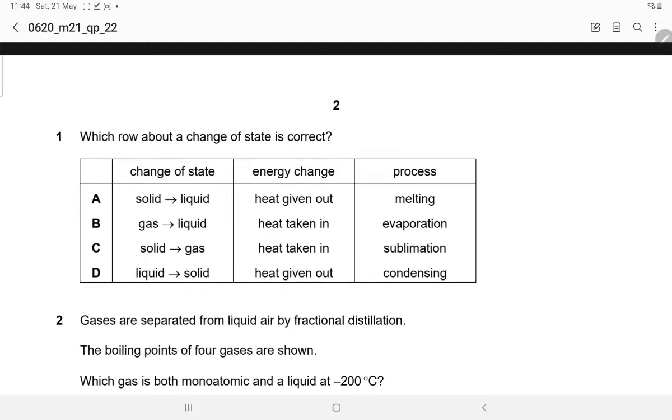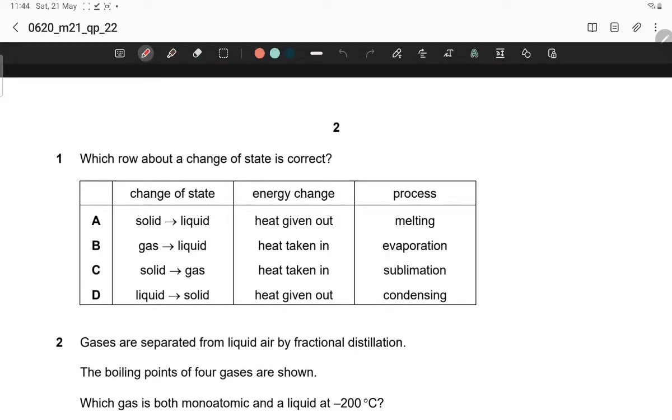Which row about a change of state is correct? Solid to liquid, heat is given out, so this is incorrect, because when solid changes into liquid, heat is taken in. So this is incorrect. Melting is correct. Gas to liquid, heat is taken in. Heat is given out when gas changes into liquid, so this is incorrect. And gas to liquid, evaporation is also incorrect.